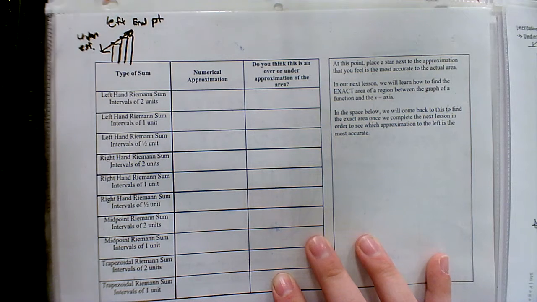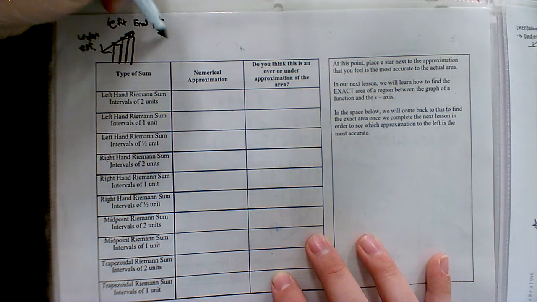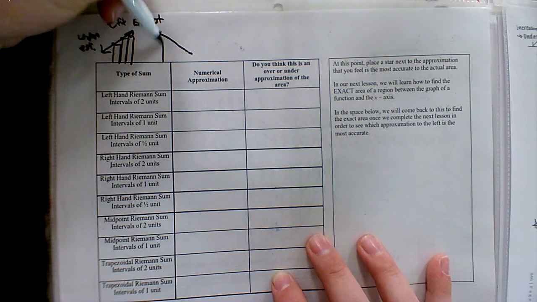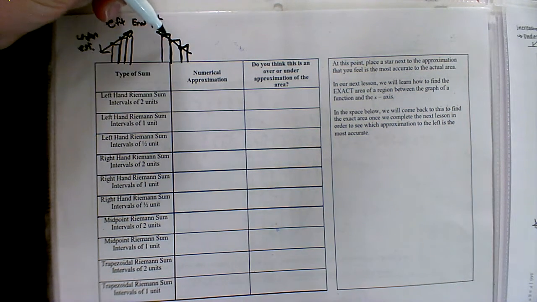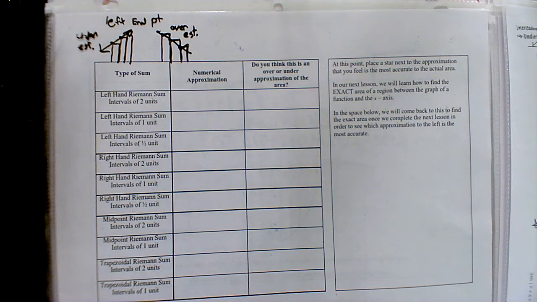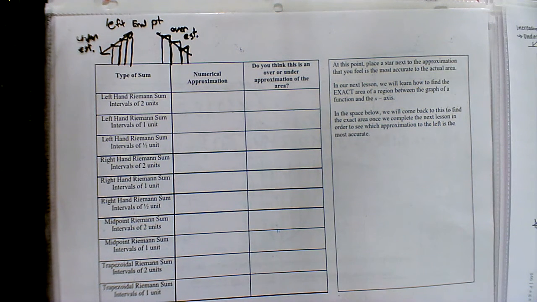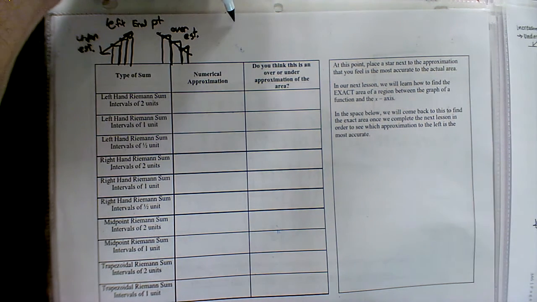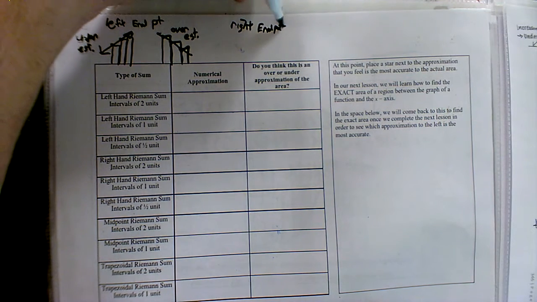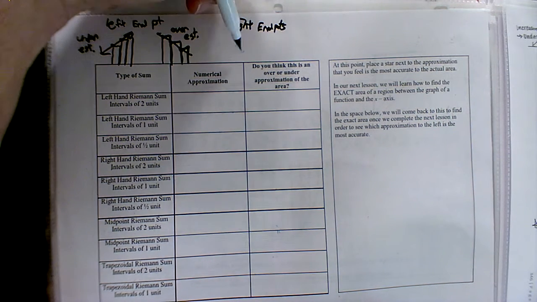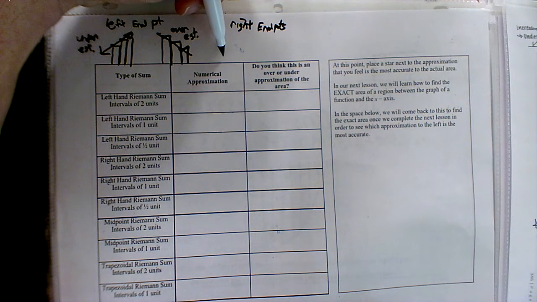Underestimate. Okay? If you have something that's going in this direction, a decreasing function, and you have a left endpoint, is that an over or underestimate? That's going to be an overestimate. Okay, so that's for left endpoints. If we have right endpoints, again, this will just give you something to refer back to later if you need a reminder.